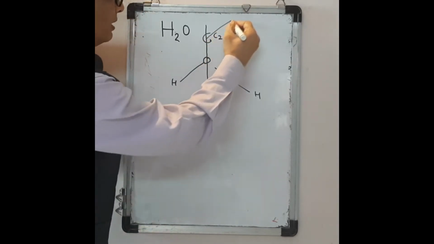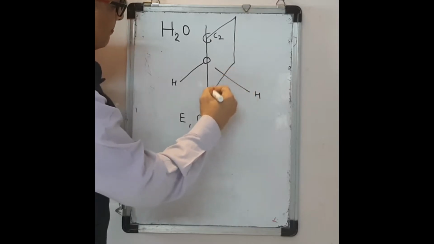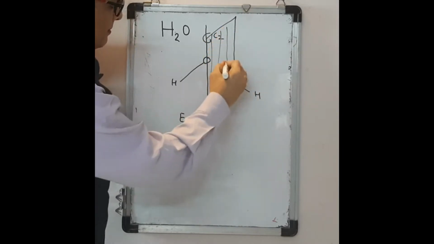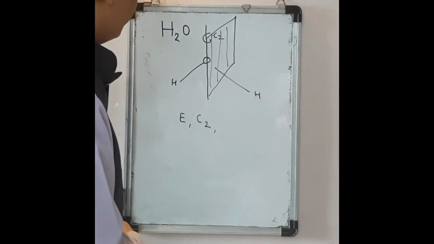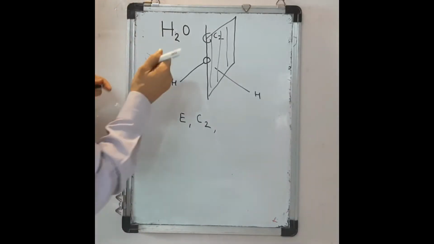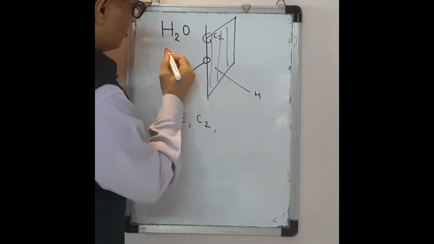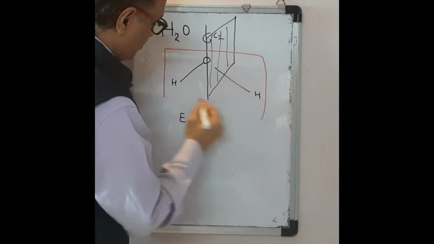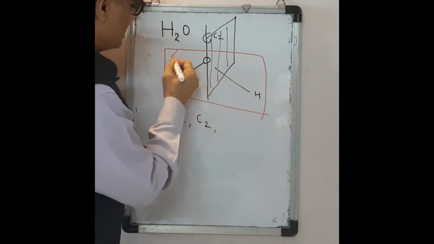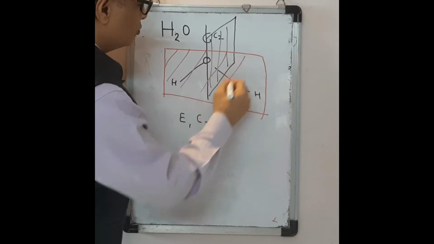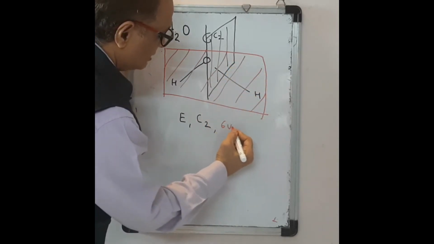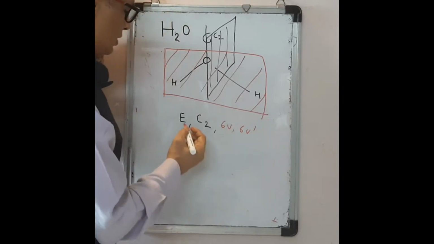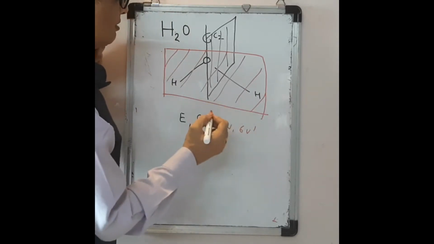This is the first vertical plane. And this is the second vertical plane. The water molecule contains a second vertical plane, which bisects half of the oxygen and half of the two hydrogens. So it contains sigma V and sigma V dash. So it contains E, C2, sigma V and sigma V dash.